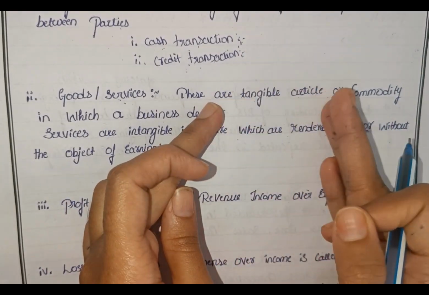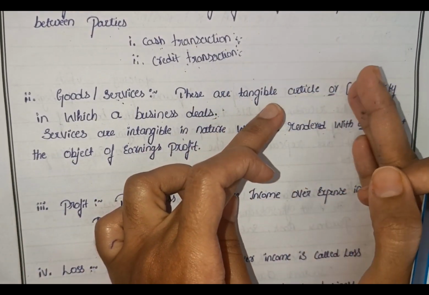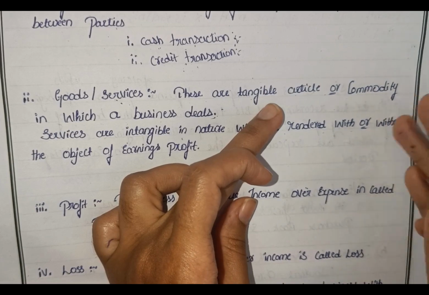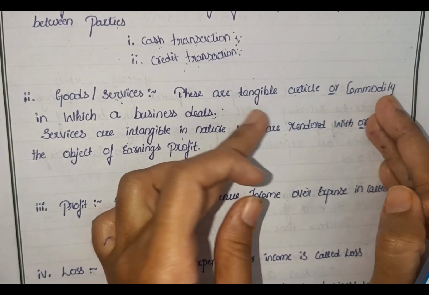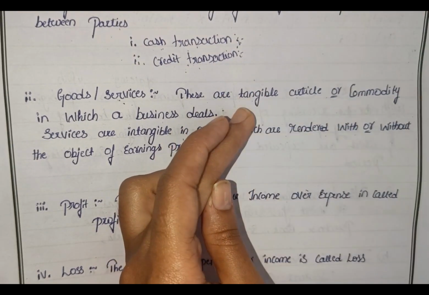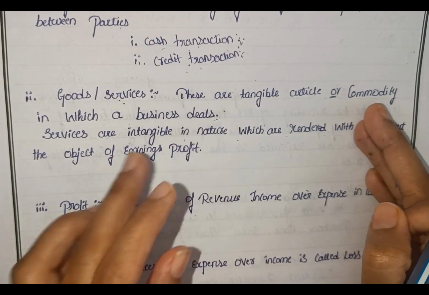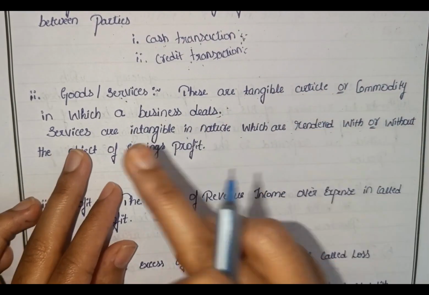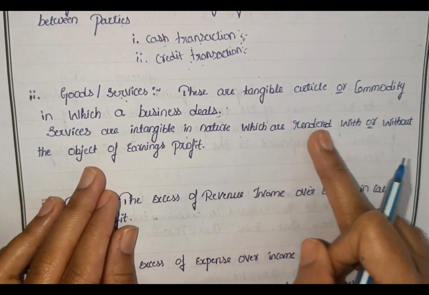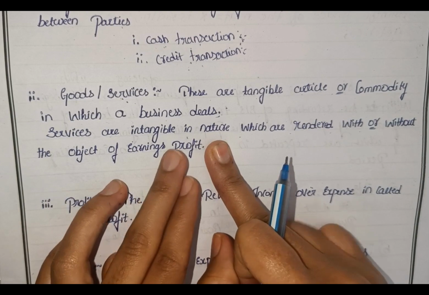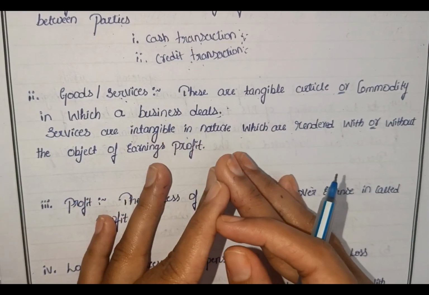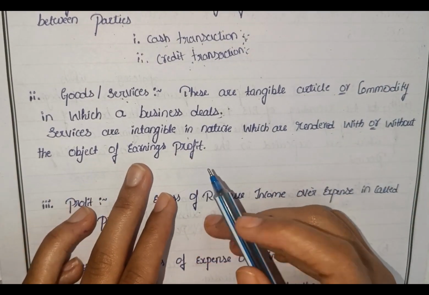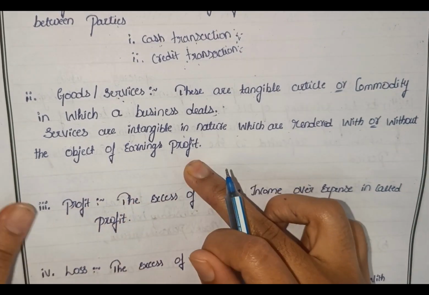They sell them to another company. The machines are sold to XYZ company. XYZ company uses the machines to prepare their chocolates. What are their goods? Chocolates are the goods. In the manufacturing company, machines are the goods. Now for XYZ company, chocolates are the goods. So that's why goods differ from one company to another company. Services are intangible in nature, rendered with or without the object of earning profit. We cannot touch services, but we can feel them. This is called service.